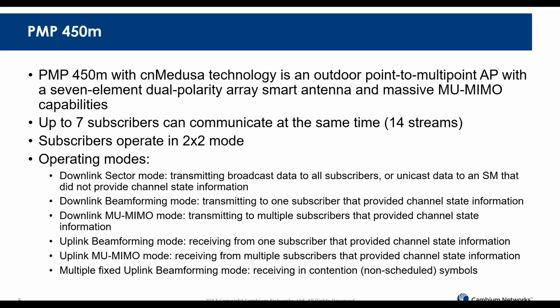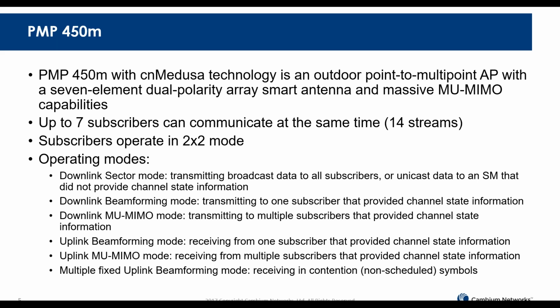The second mode is downlink beamforming mode. This is used to send data to one subscriber that provided channel state information. Now, because this subscriber completed the sounding process, the access point knows where the subscriber is and can point the beam towards the location of this subscriber.